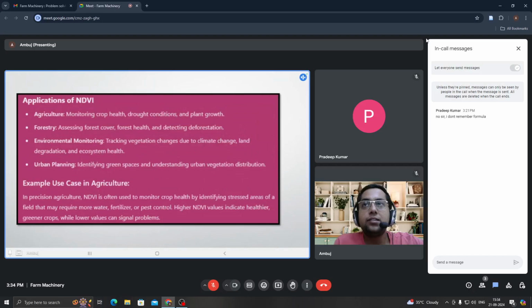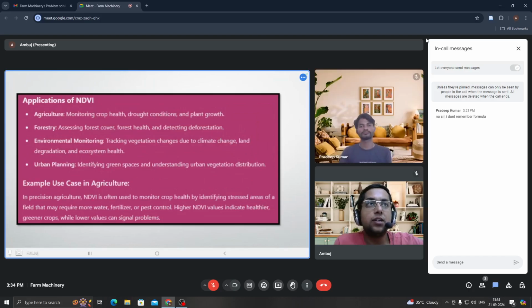Applications of NDVI are there in agriculture and forestry, in environment modeling, as well as in urban planning. Precision agriculture: yes, NDVI can be used to monitor crop health. The higher the NDVI index, the higher the greenery in a particular area. This means the stress, particularly water stress as well as nutrient stress and competition within the plants, would be much lower. Higher NDVI values, what does it indicate? It indicates healthier, greener crops. It signals that the problem is much lesser. This is the meaning here.